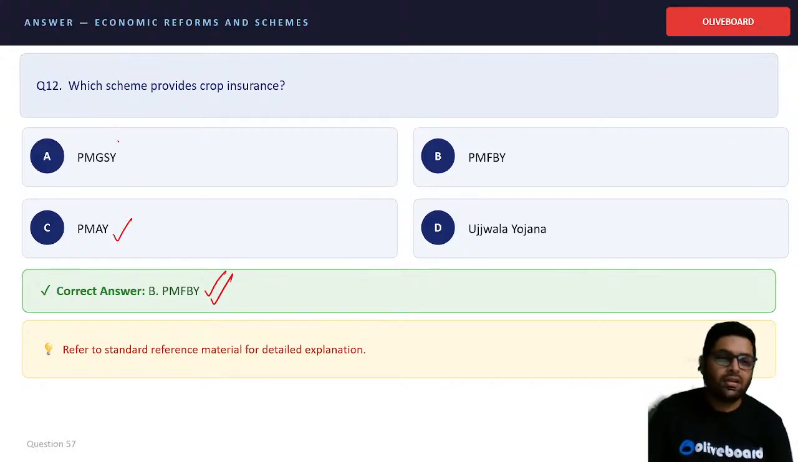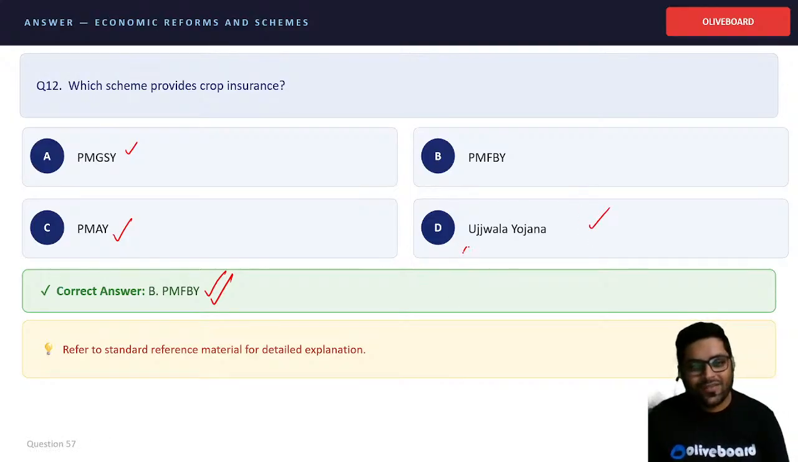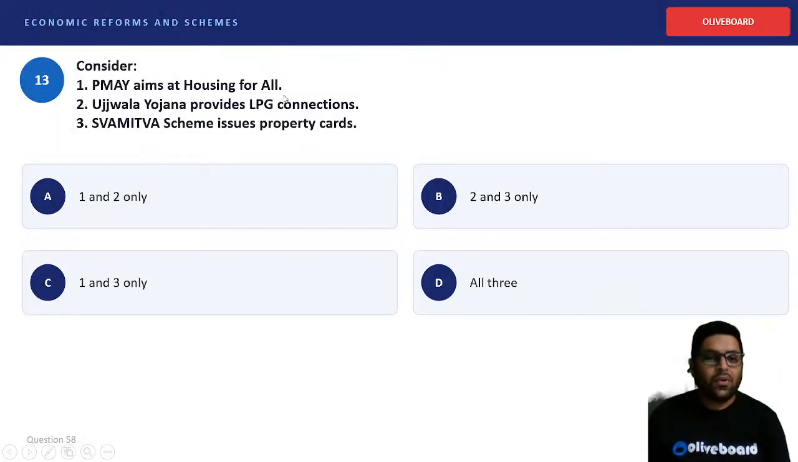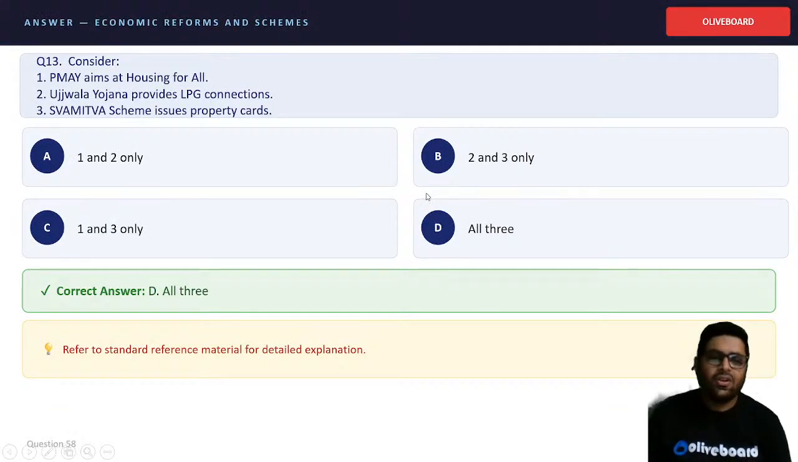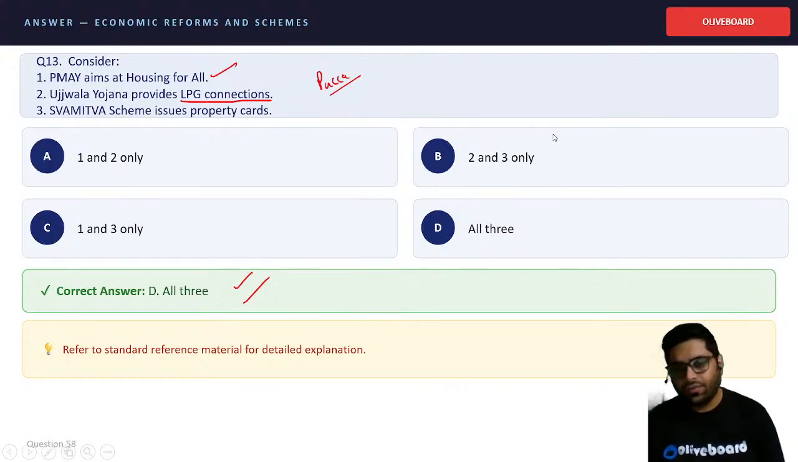This is Antyodaya Yojana, Gram Sadak Yojana. Ujjwala was what? You let me know. Ujjwala Yojana was related to what? And Pradhan Mantri Fasal Bima Yojana. Pradhan Mantri Awas Yojana aimed at housing for all. Ujjwala Yojana provides LPG connections, and Swamitv schemes issue property cards. So which one of the following is correct? Quick, quick, quick. This you should know. A very easy question. All of the statements are correct. Pradhan Mantri Awas Yojana is housing for all, pakka houses. Please remember, pakka houses. Ujjwala Yojana provides LPG connections, and Swamitv was for property cards using drone surveillance.